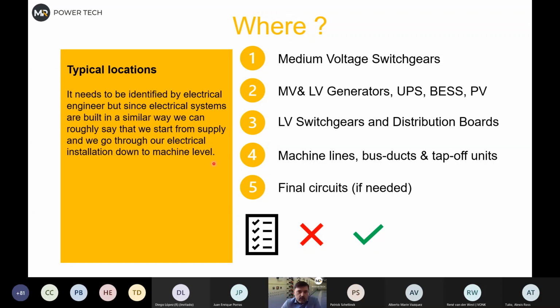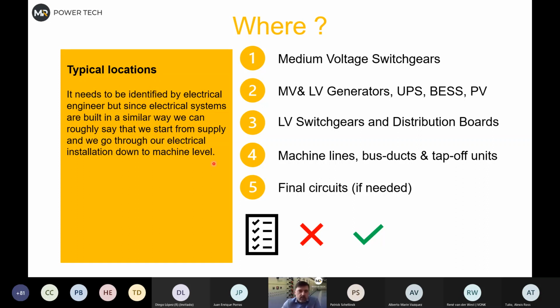The second or third question is where we have to do it. There is some technical background behind it, but all installations have to be assessed individually because there are some differences by electrical engineer. But since all electrical systems are built in a very similar way, we can roughly say that you start from your supply level and you go down to the machine level. Machine level means everything, sometimes like a machine line or motor.